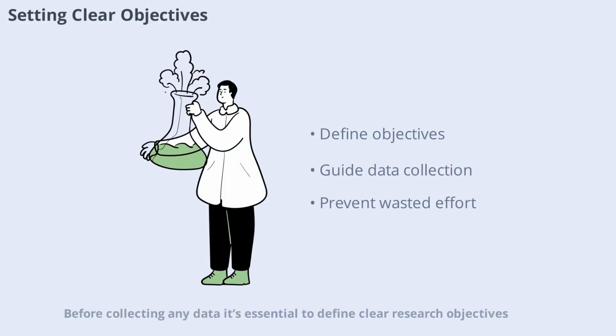For collecting any data, it's essential to define clear research objectives. What question are you trying to answer? Are you investigating the effect of a drug on cell growth or perhaps the behavior of animals in different environments? Clear objectives guide your data collection process, ensuring that the information you gather is relevant and meaningful. This step helps prevent wasted effort and resources, and it lays the groundwork for a successful experiment.